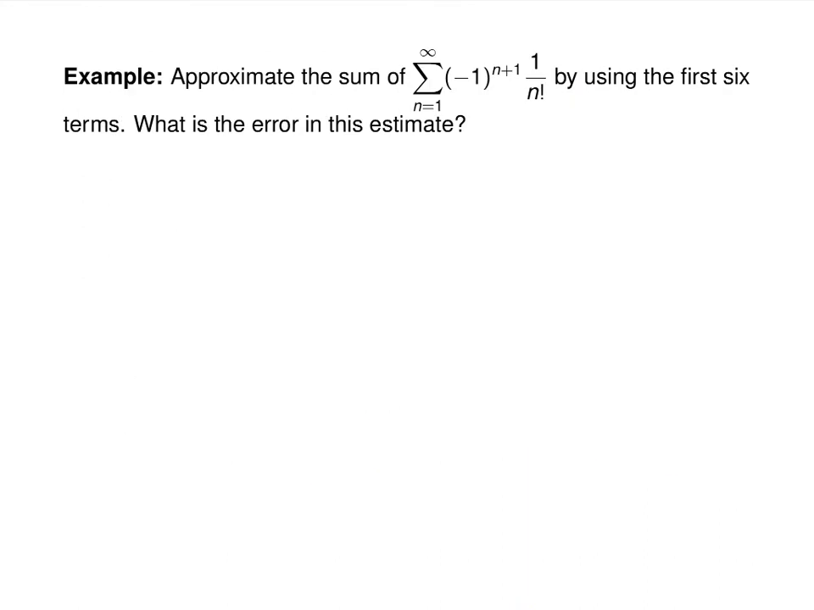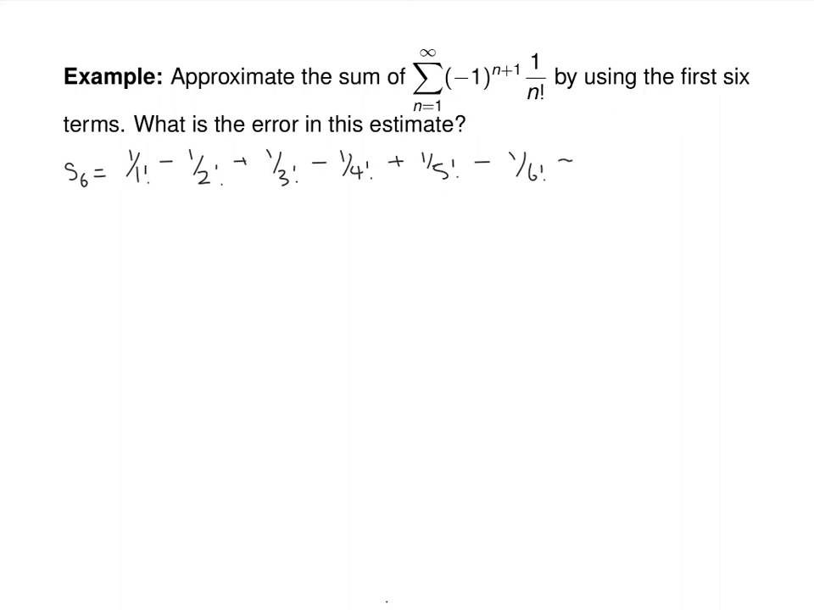So approximate this sum, a factorial, by using the first 6 terms, and then what is the error in this estimate? So once again, I don't want you to actually get a common denominator. So S6 would equal, okay, let's just list those terms. First we plug in 1, we have negative 1 to the second, so that's 1 over 1 factorial, minus 1 over 2 factorial, plus 1 over 3 factorial minus 1 over 4 factorial plus 1 over 5 factorial minus 1 over 6 factorial.